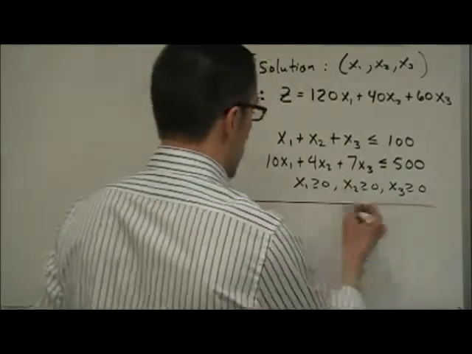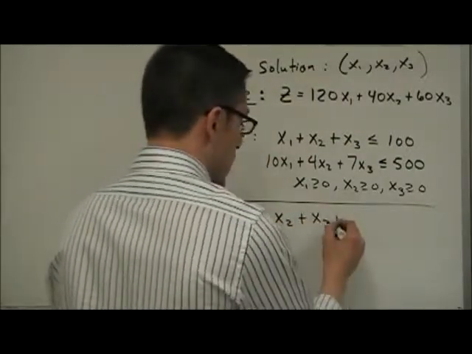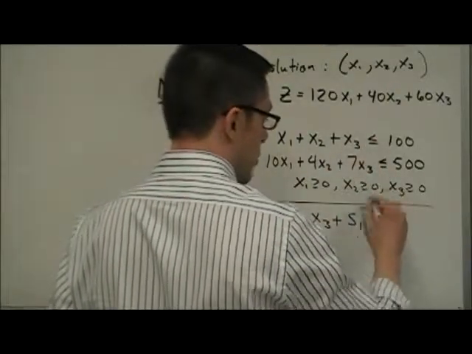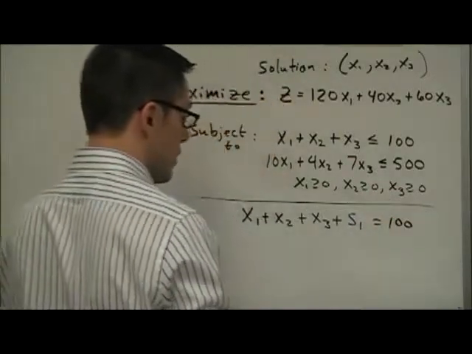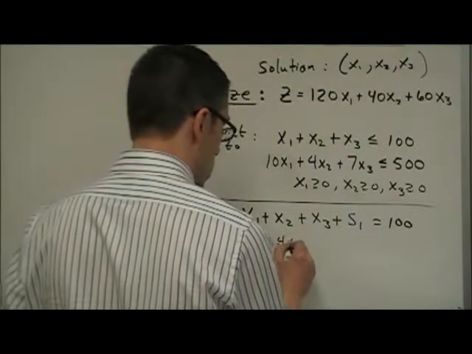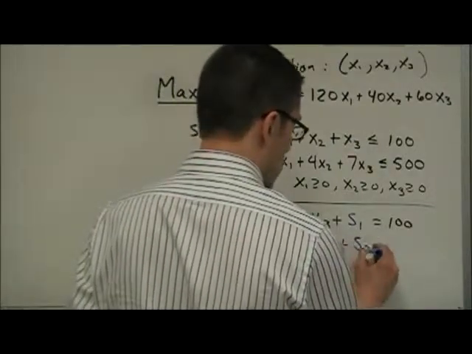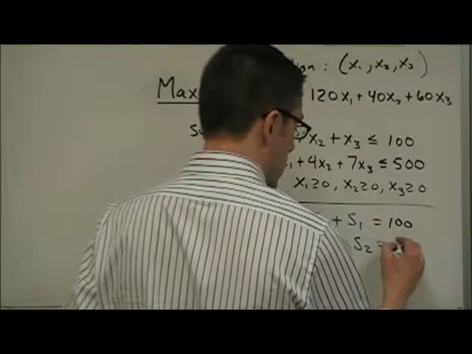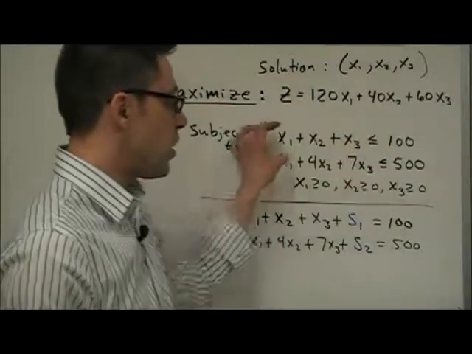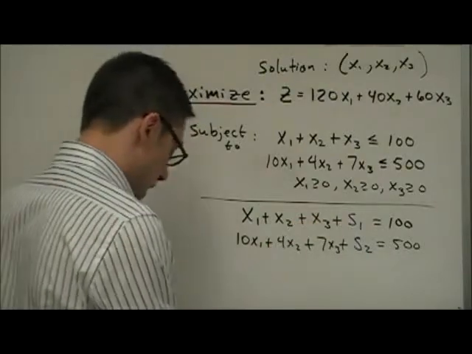So I'll take the first inequality. I've got x1 plus x2 plus x3, and I'm going to add slack variable S1, some kind of non-negative variable that makes this equal to 100. So now it's an equality. The other inequality, we've got 10x1 plus 4x2 plus 7x3, plus S2 for slack variable 2, which makes this an equality equal to 500. Notice all I've done is add S1 and S2 to make each one of these inequality constraints an equality, with S1 and S2 being the slack variables.